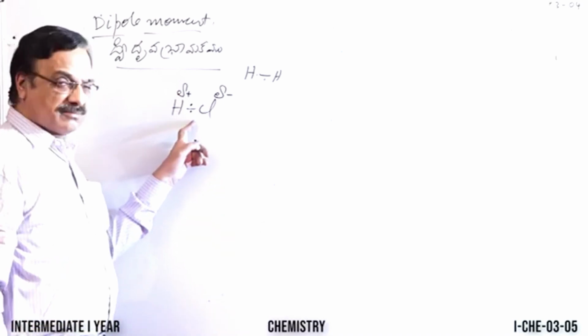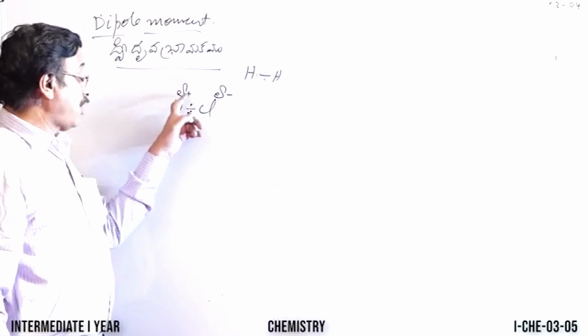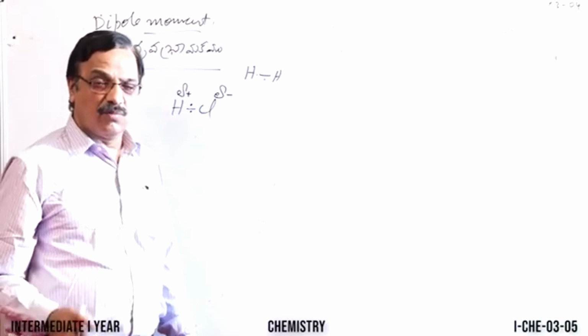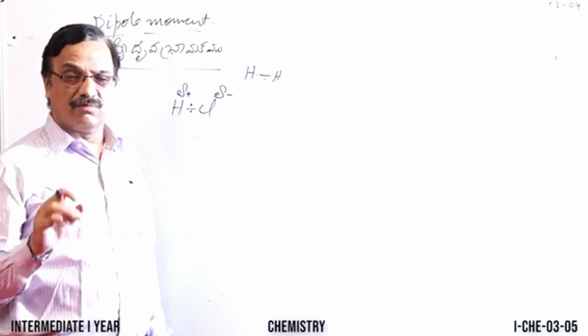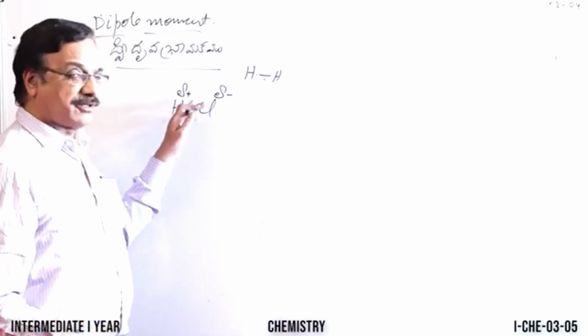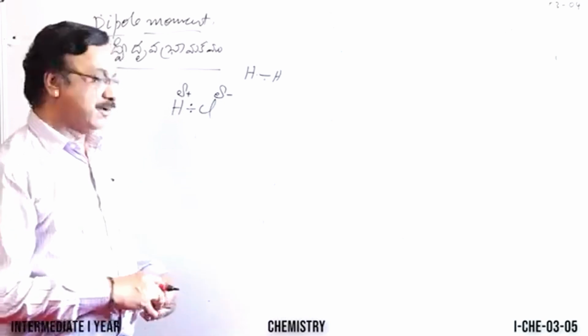The bond is there, right? The bond is there always, but with two charges. So such a bond we call a polar covalent bond. A covalent bond with some ionic character, we call a polar covalent bond, right?